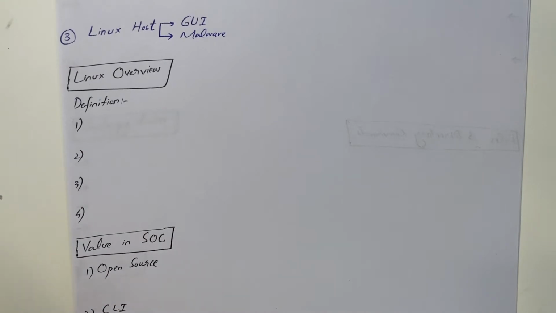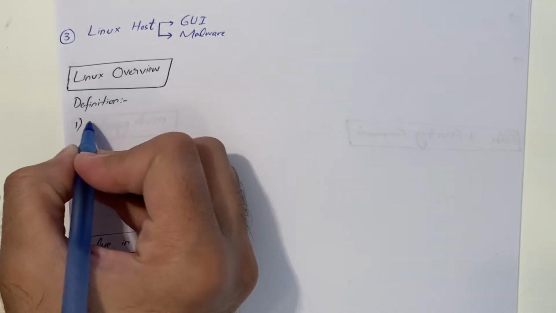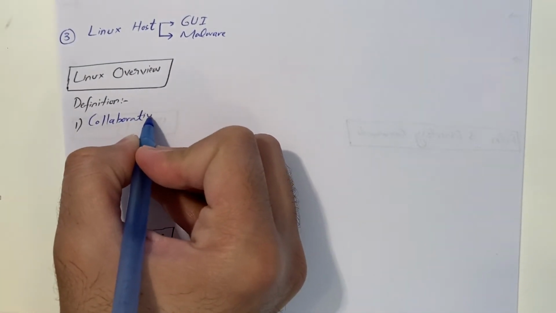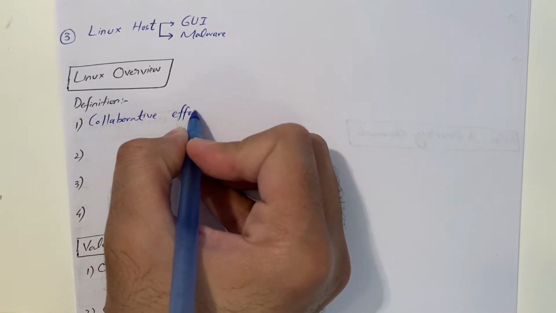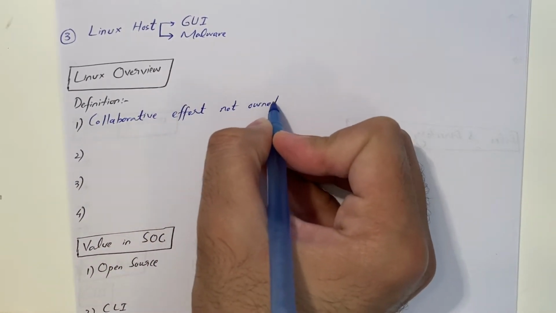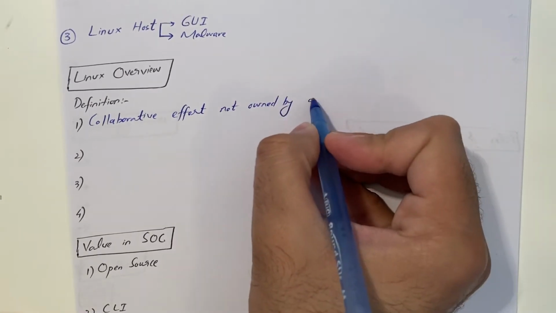So starting with the definition of Linux. Linux is basically a collaborative effort. Nobody owns Linux. Many companies participated and then they came up with this operating system. So Linux is a collaborative effort, not owned by one organization.